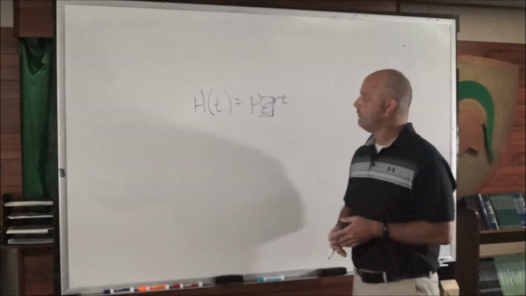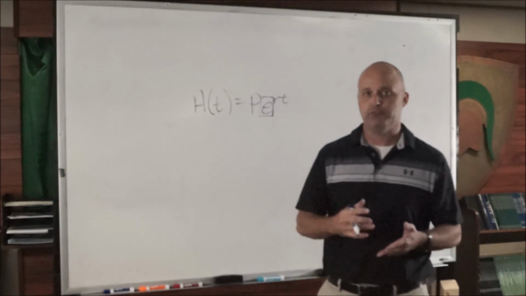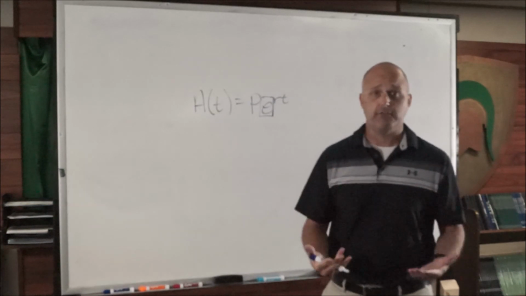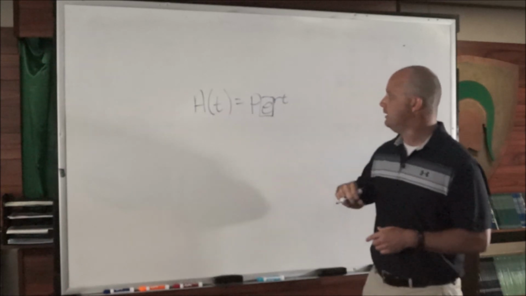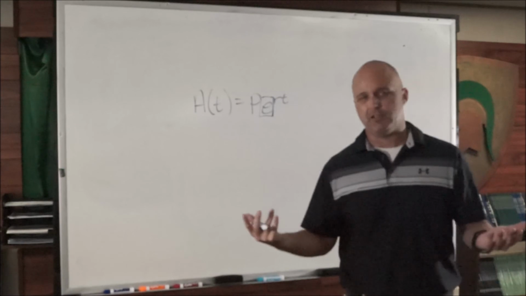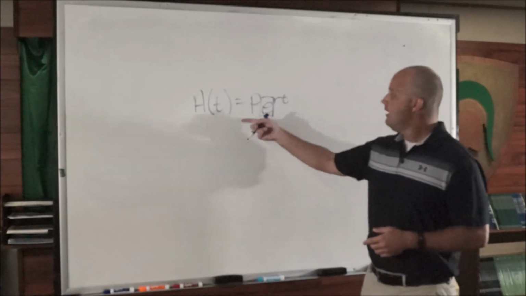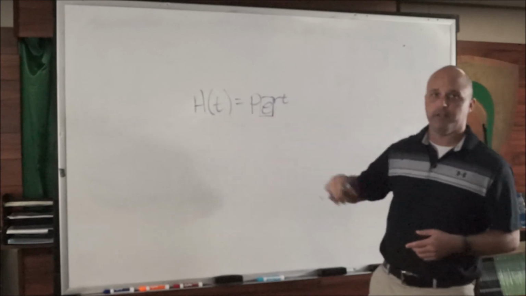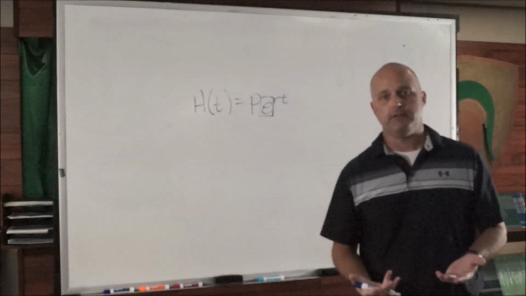So if you were looking for the amount of money you would have in a continuously compounded savings account after 10 years, then 10 would be your t. You would put that in right there. You would have to be given a rate, say like 4%, so 0.04, and then you would have to have the amount, the initial amount. Put this into your calculator, and it's going to give you the amount there.